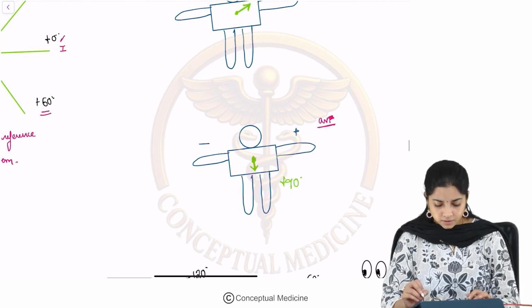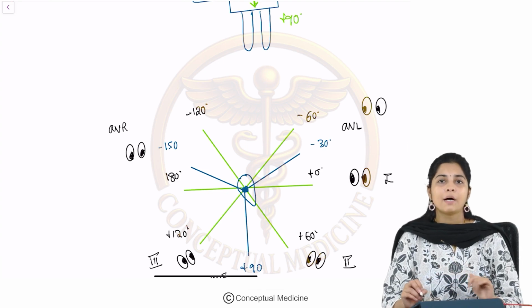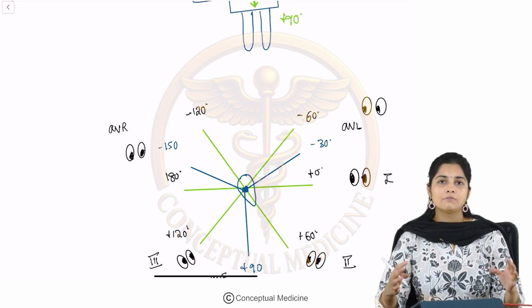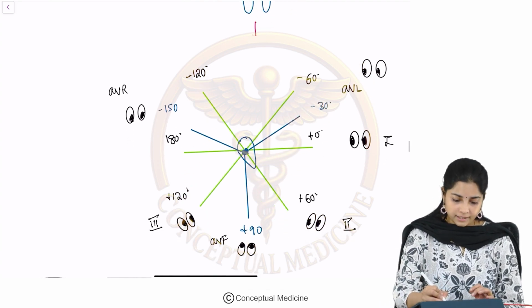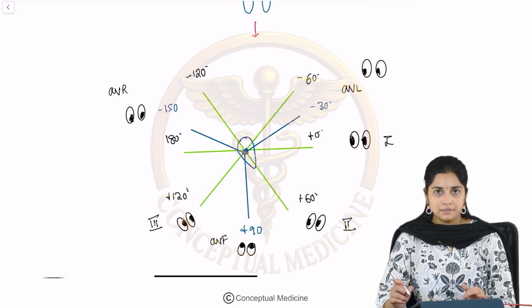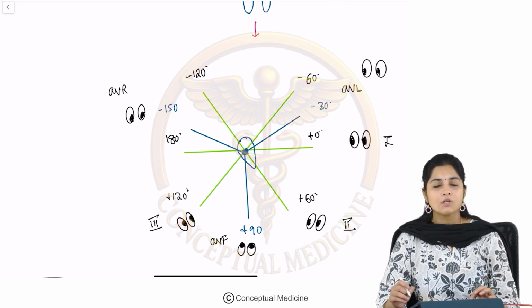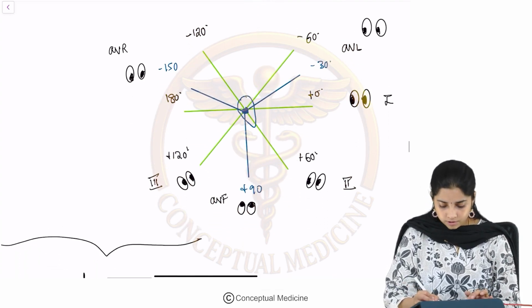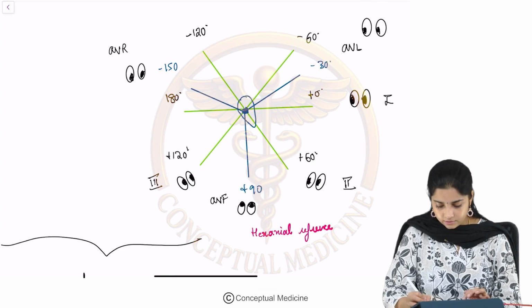Now we will try and combine the unipolar and the bipolar limb leads in terms of their vectors and direction. If you combine your unipolar and bipolar limb leads, what will you get? Three leads in your unipolar limb leads and three leads in your bipolar limb leads, and this is what we call your hexaxial reference system.